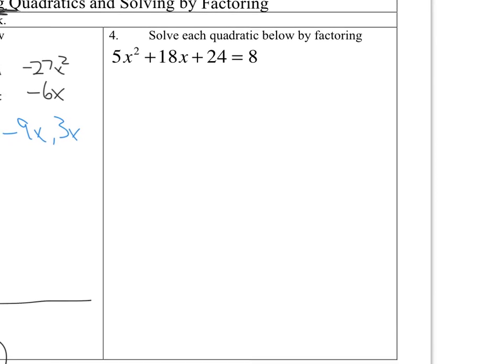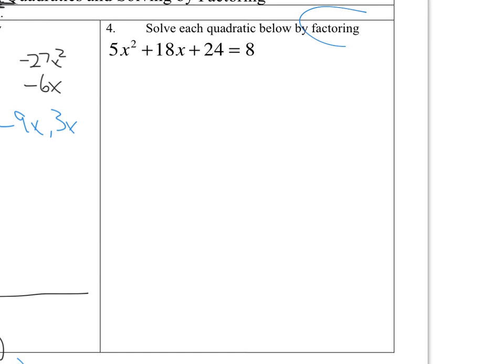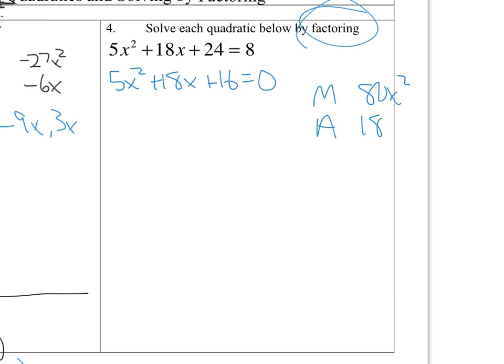Over here. Solve each quadratic below by factoring. So to factor, I want a 0 on one side. So I'm going to make that happen by subtracting that 8. Now, I can't take out a greatest common factor, so I'm going to multiply the first and the last. So 5 times 16 is 50 plus 30, which is 80. And I want to add to 18. Now, I could start writing down all the numbers that multiply to 80. But since they add to 18, I know it. It's pretty easy. It's going to be 10 and 8.